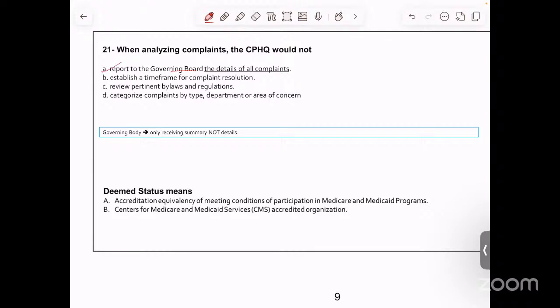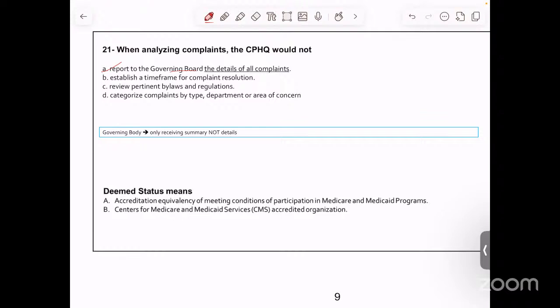Letter A. Yes, because the CPHQ, or the Certified Professional in Healthcare Quality, focuses on analyzing and managing complaints effectively, but does not report all the complaint details to the governing board. So they don't report all the details. Instead, they typically provide the summary data, the trends, or aggregated analysis, to avoid overwhelming the board with individual case details and to focus on actionable insights.